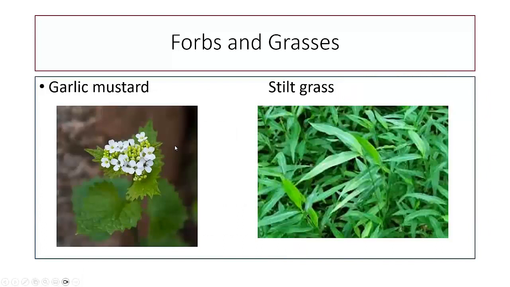Garlic mustard. This one is in bloom right now. If you see this baby out there, pull it up. Each of these lovely little white flowers will produce a seed, and it seeds freely. So garlic mustard, you want to pull that up in the springtime when it's flowering so you can recognize it before it seeds and spreads.